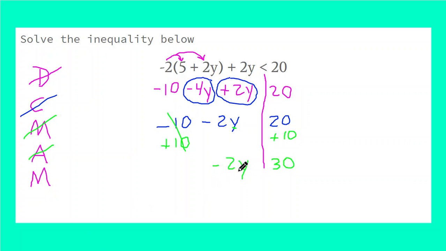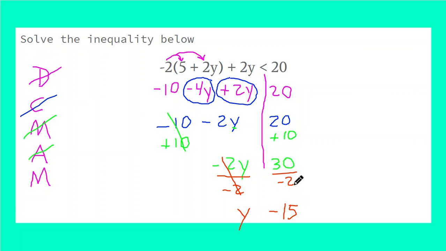So I have negative 2y. I know a number next to a letter means multiply, so I have to divide to get rid of that and leave me with just my variable. And whatever I do to one side, I have to do the other side. 30 divided by negative 2 would be negative 15.